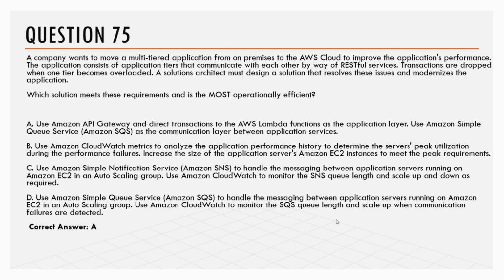And the correct option is option A, which says use Amazon API Gateway and direct transactions to AWS Lambda functions as the application layer. Use Amazon SQS as the communication layer between the application services.